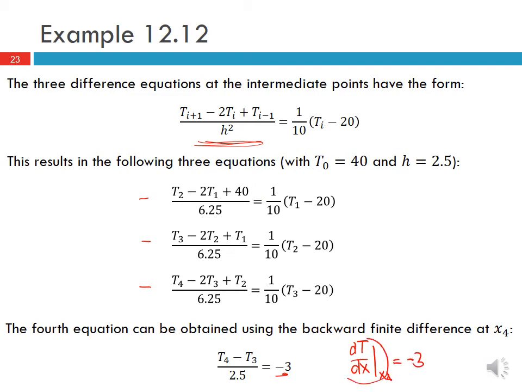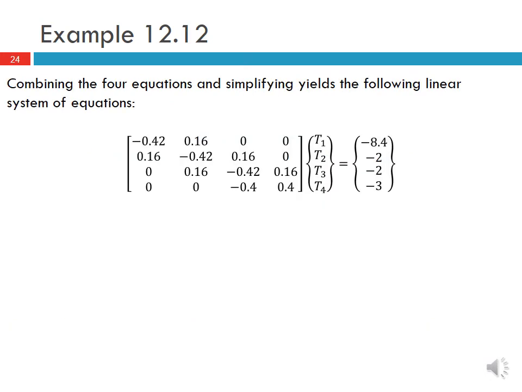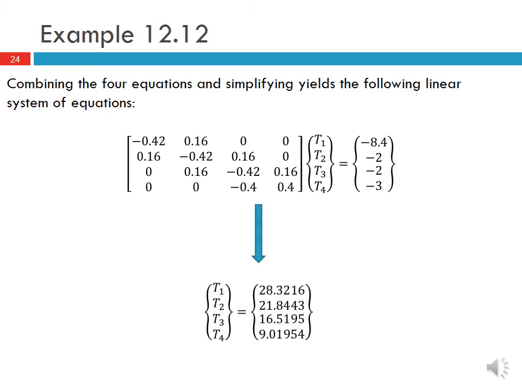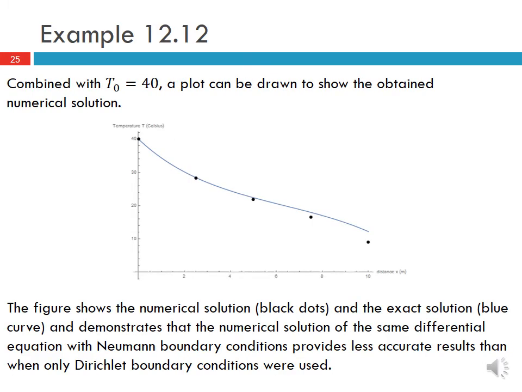So we're replacing this using the backward finite difference approximation. So this gives us 4 equations in our 4 unknowns, which are the temperatures T1, T2, T3, and T4. And so we can solve this linear system of equations to find the temperatures at each of those points. And we can combine this with the prescribed boundary condition at T0 to plot the numerical solution, which is again the black dots, and the exact solution, which is the blue curve.